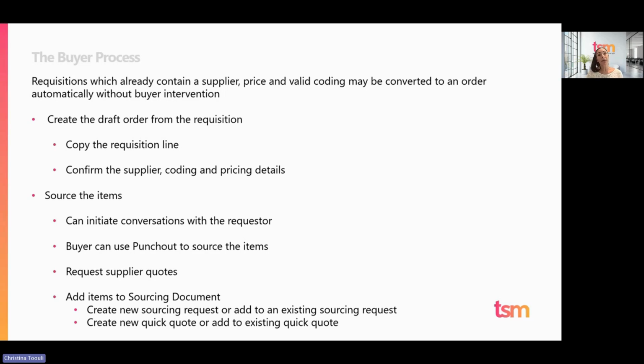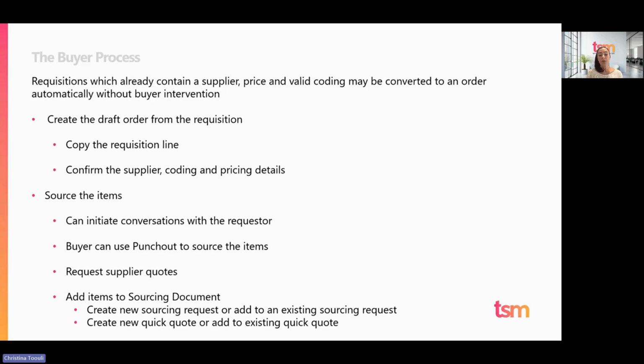When they're ready, they can use the consolidation option, either the automated option, or they can manually consolidate requisition lines and create a single purchase order. So all those requests that they've been sourcing, they get held, and then when the buyer's ready, they can go in and consolidate and create a single PO.